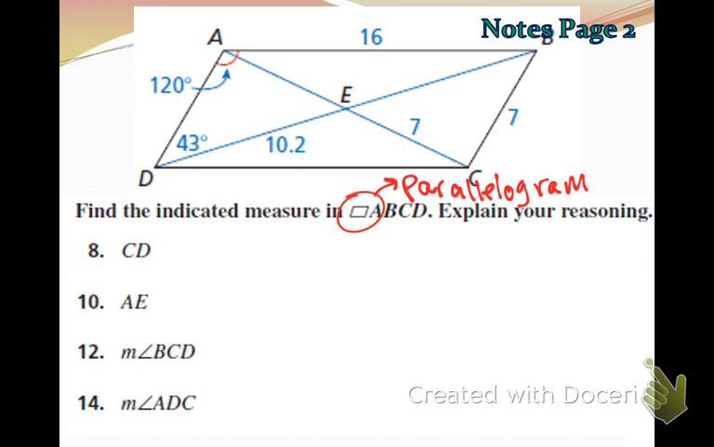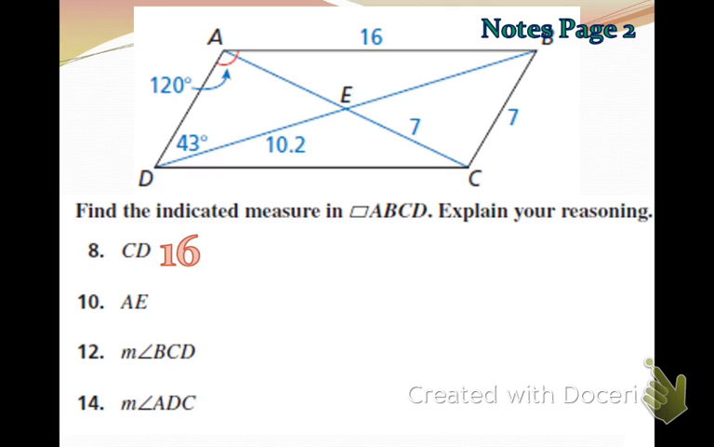So how many properties does a parallelogram have in general? 4 properties. We just said them on the last page. So we're going to use those properties to find measures. All right? So number 8, we're doing 8, 10, 12, 14. Number 8, is it a side or a diagonal? It's a side. And so opposite sides are congruent. So what is CD going to measure? 16.